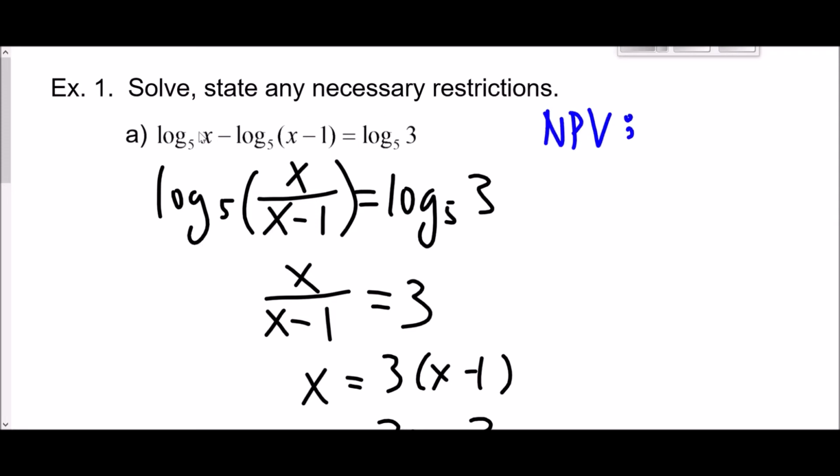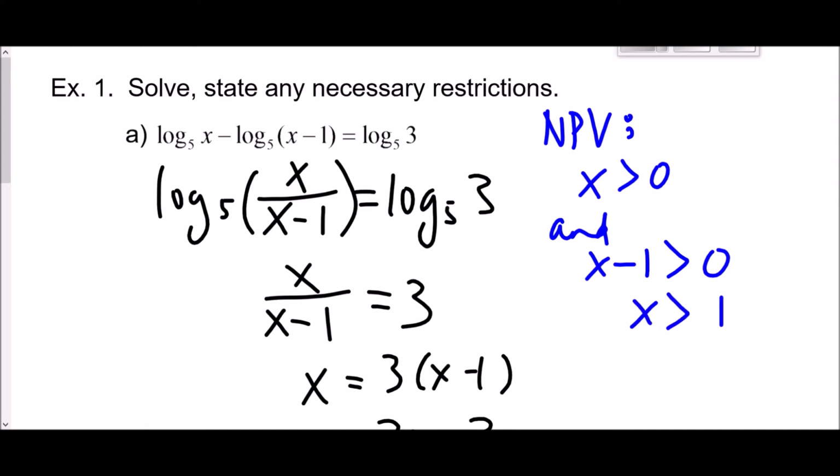We have to look at each term separately. So for this part here, we have to say that x has to be greater than 0. It cannot even be 0. Why? If you do log base 5 of 0, that gives you error, undefined. Okay, so that's one condition. Another condition is that this has to be greater than 0 as well. So x minus 1 has to be greater than 0. Now solve this, plus 1 to each side, so that means x has to be greater than 1.